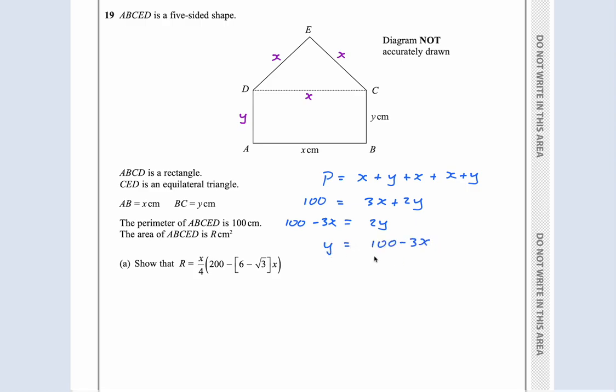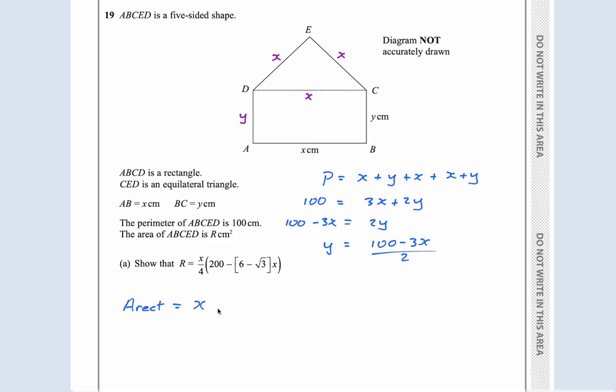I've just swapped the sides, divided by 2. Okay, so now I have y in terms of x. Okay, now we're going to get the area. So the area is equal to the area of the rectangle plus the area of the triangle. Let's first get the area of the rectangle. Area of the rectangle is x times y.